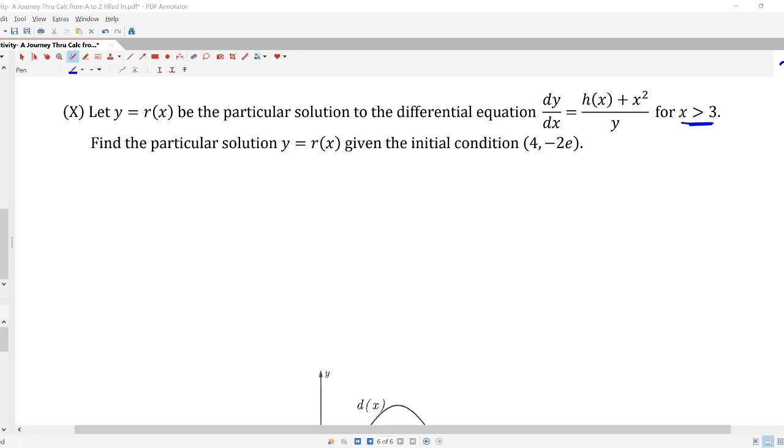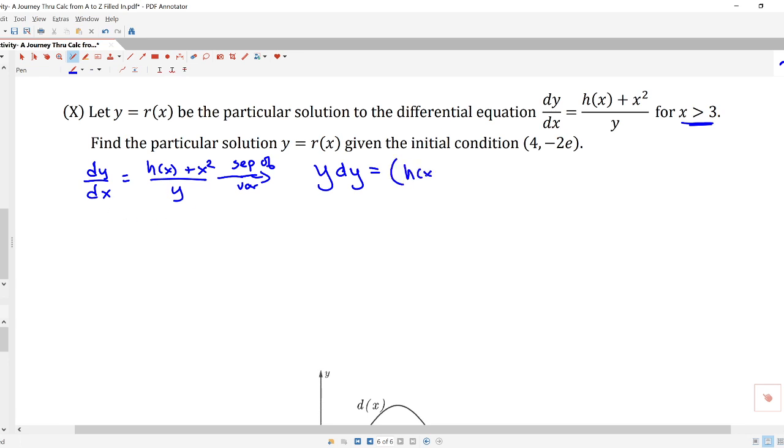Okay, so we're finding the particular solution given the point 4, negative 2e. So we have again dy dx equals h of x plus x squared over y. This is what we call separation of variables, and again, if this is an FRQ, you've got to do this, and it's not even a bad idea to go ahead and write separation of variables. All right, so this is where we're going to multiply by the y to put the y on the left side, and we're going to multiply by dx to get h of x plus x squared dx.